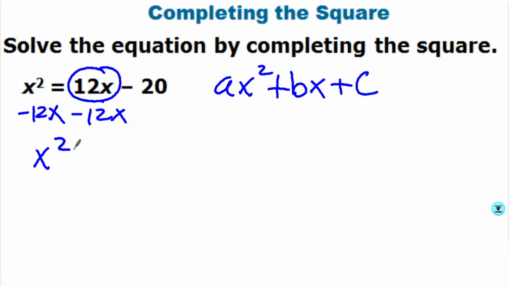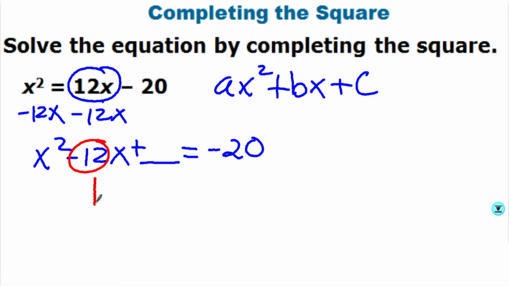That gives me x squared minus 12x equals a negative 20. Now, I left the space here because I want to use the process of completing the square to fill in that space. So, to complete the square, we look at our b term, which is negative 12. We pull that out, so it gives us a negative 12. We divide that by 2, and then we square it.